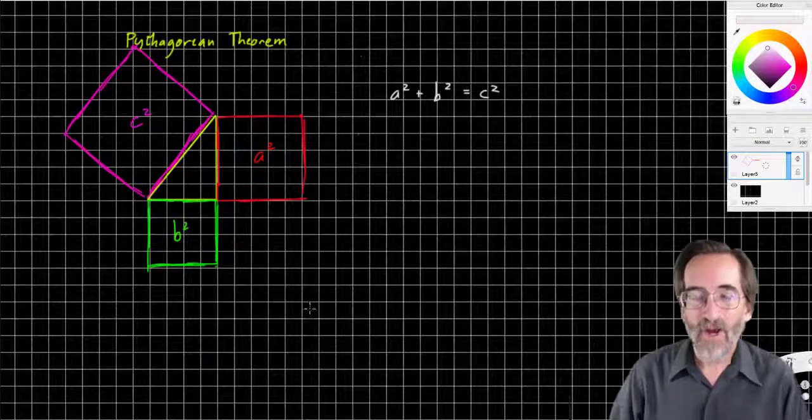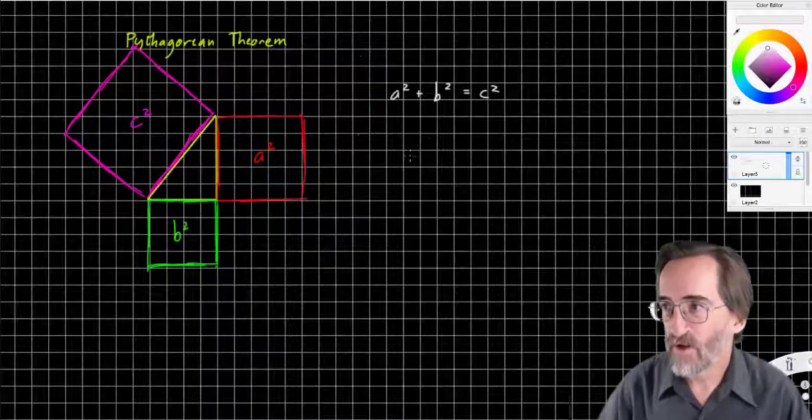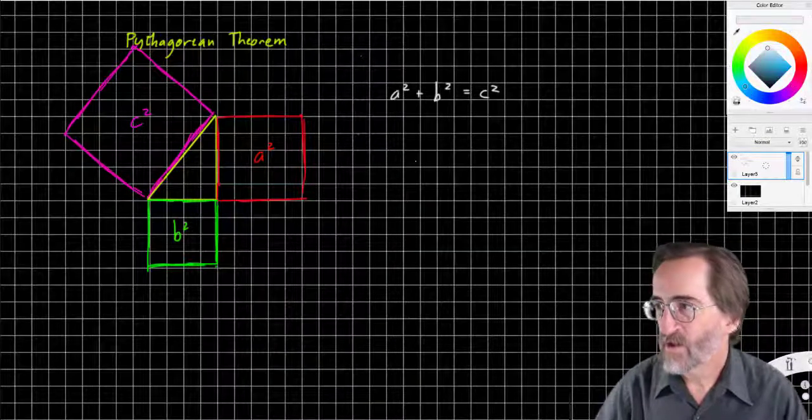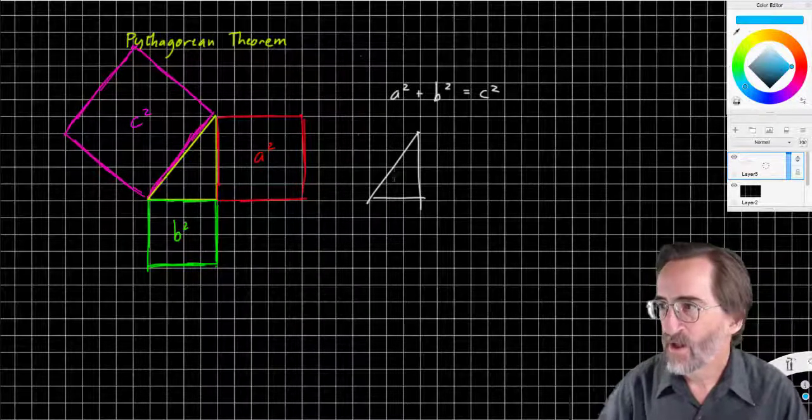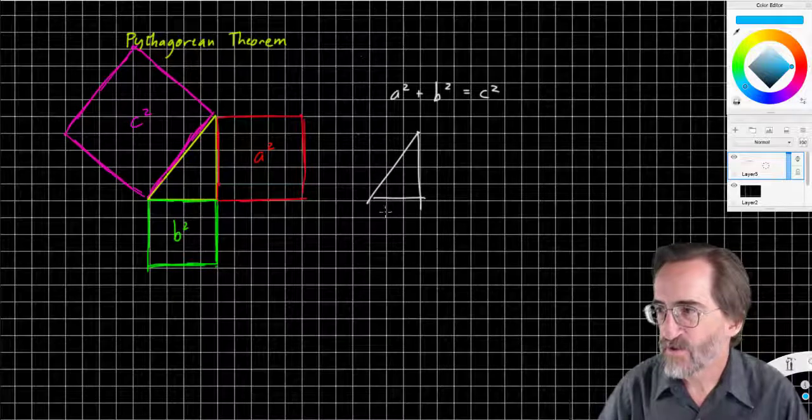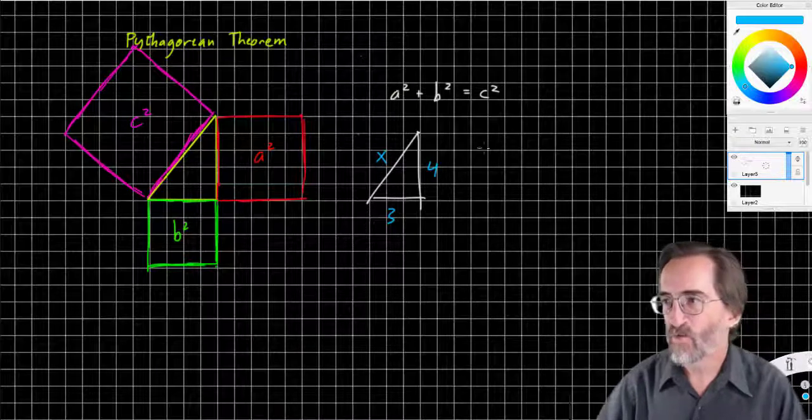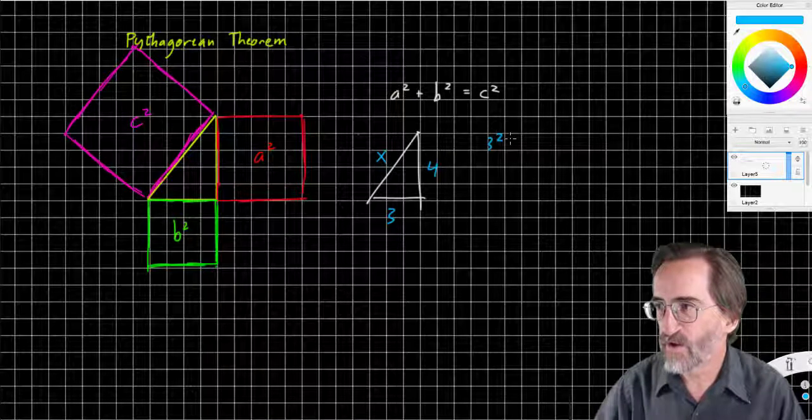Okay. And we can use it to solve right triangle problems. So, for example, okay, let's say I've got a right triangle, and this side is 3, and this side is 4, and we want to know this side. We can write this equation, 3 squared plus 4 squared equals x squared.